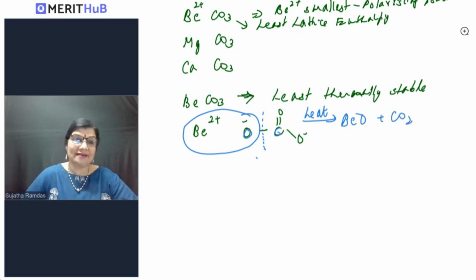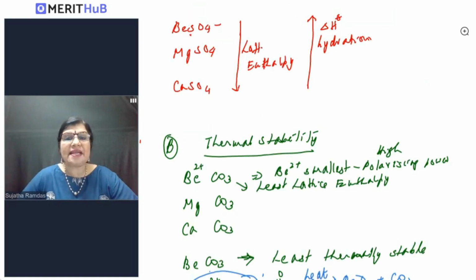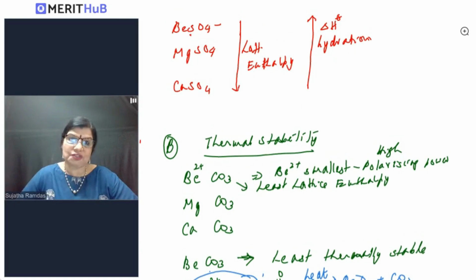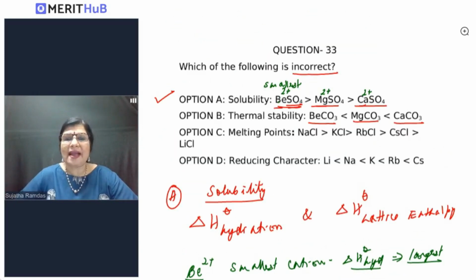carbon dioxide. Okay, so the temperature at which beryllium carbonate decomposes is very low. The moment you heat it, beryllium carbonate will decompose to give you beryllium oxide and carbon dioxide. So it is the least thermally stable. Okay, so going back to the options, option B is also correct.